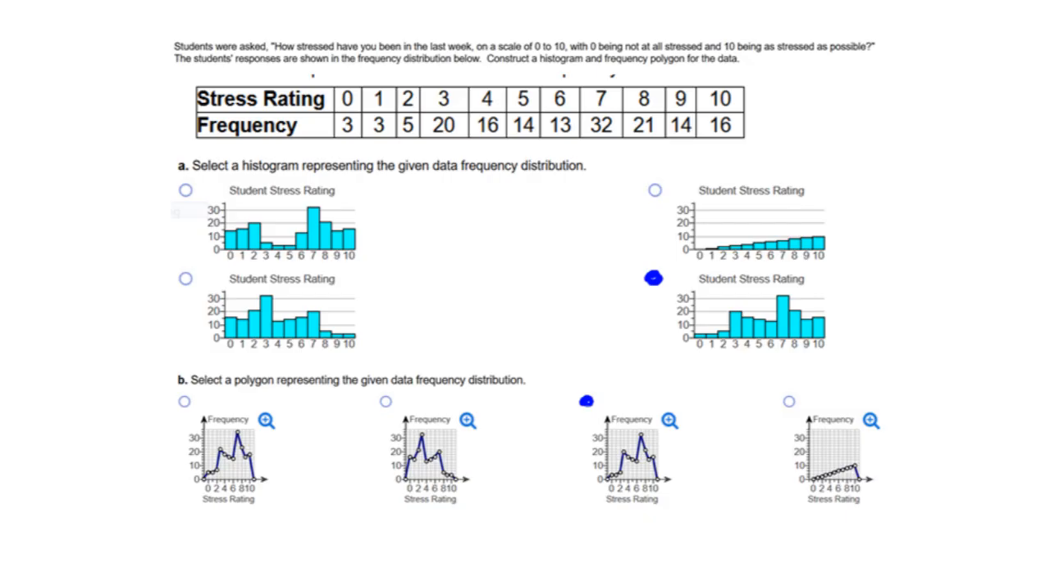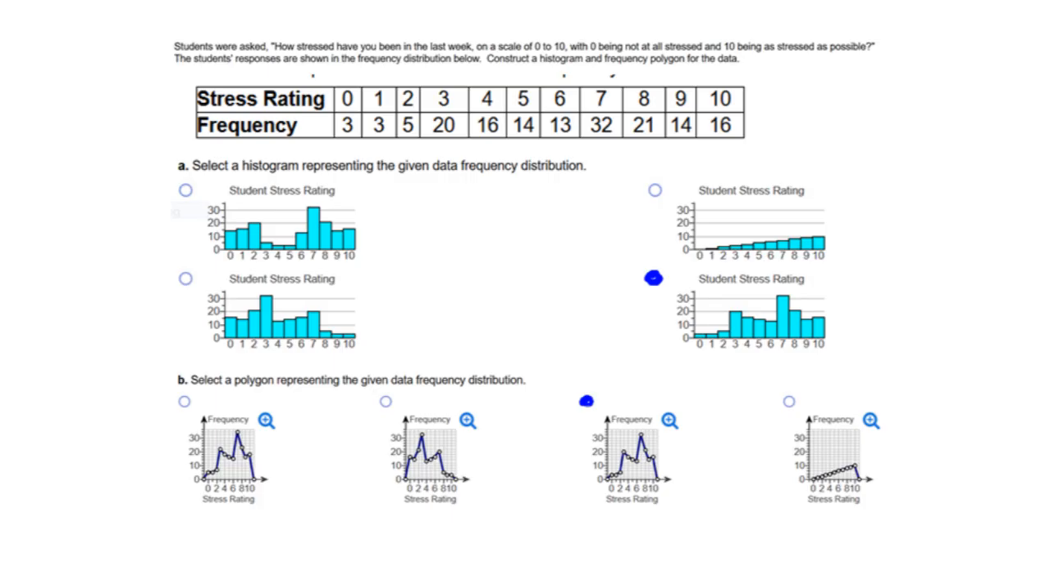Students were asked, how stressed have you been in the last week on a scale of 0 to 10, with 0 being not at all stressed and 10 being as stressed as possible. We have our frequency distribution given below. Instead of it being vertically aligned like we're used to, it is horizontally aligned. It says construct a histogram and a frequency polygon from this data.